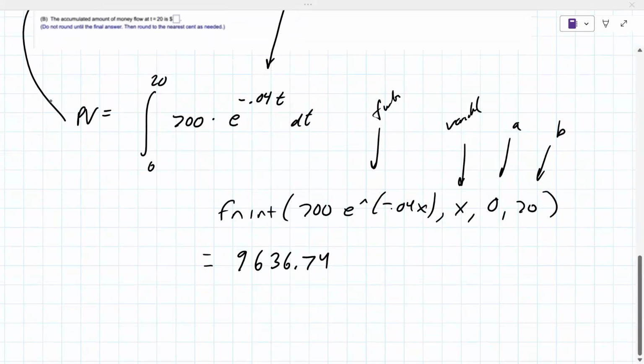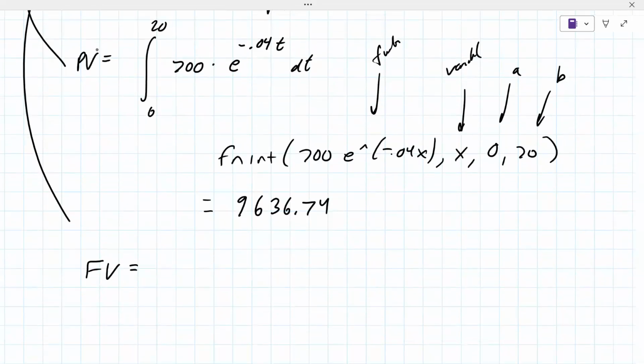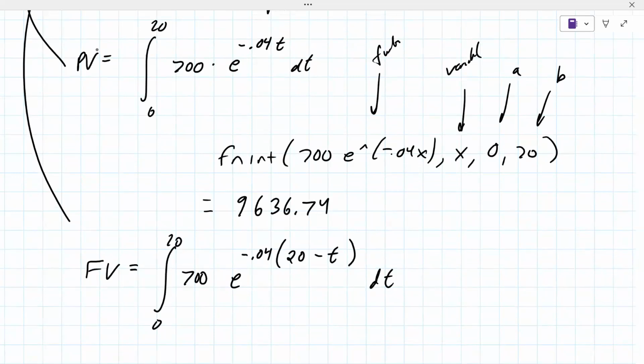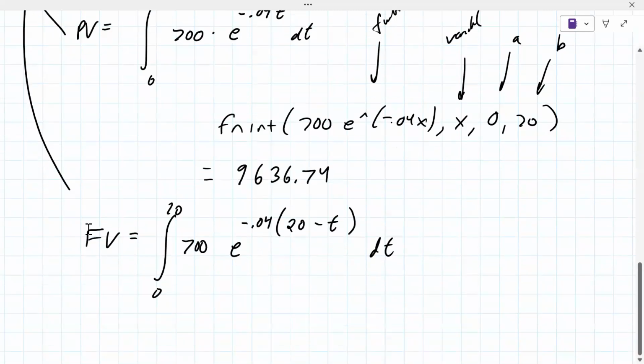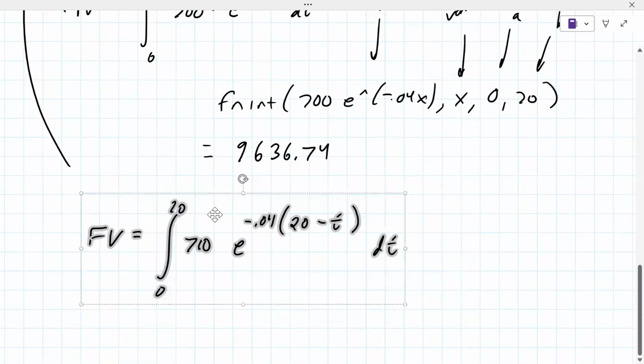For part B, the accumulated amount, that's now called the future value. It's really, really similar. It's almost the identical integral. But this time you take the number of years. You still have the 0.04, but this time you take the number of years and you subtract the variable from it. It's a small distinction. You don't need to know why. You just need to know I take whatever the upper bound is, and it's 20 minus t instead of minus 0.04t. Let the calculator do the work for you on that.